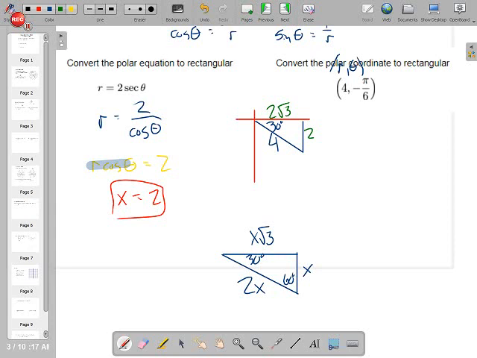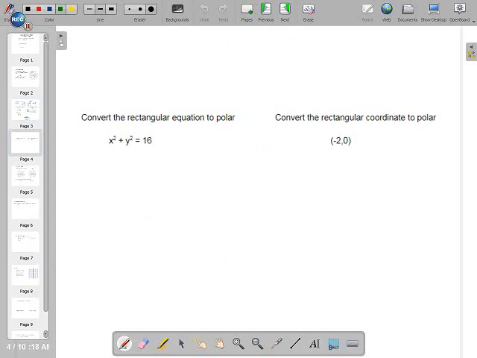I've got my ordered pair, but I need to be careful. I'm in the fourth quadrant, so this is actually a negative value. We're below the x-axis, so my coordinate would be 2 radical 3, negative 2. Now I have it in rectangular form. This is polar, r theta. This is rectangular, x y.